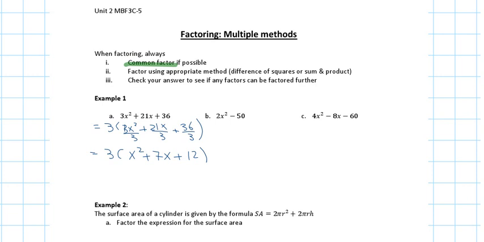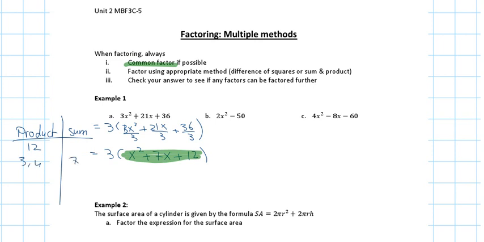Now you're going to have to ask yourself, looking at this, it's a trinomial, so 3 terms. Can I use difference of squares here? No. Can I use sum and product? Let's see. What am I looking for? Product, so multiply to what? 12. Multiply to 12, add to 7. So what multiplies to 12? 3 and 4, right? Does it add to 7? Yes. So I found my answer.